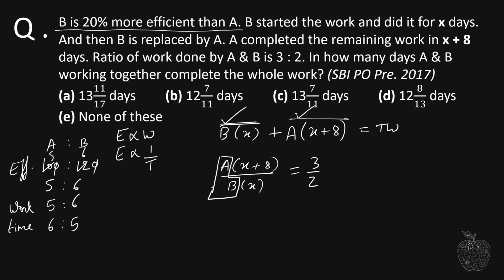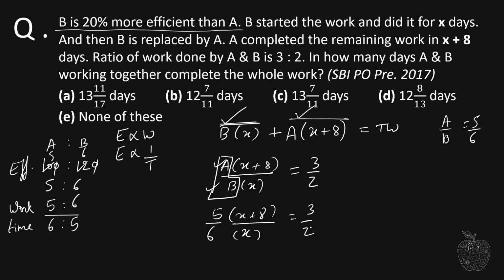A by B, that means A's work and B's work. We know the ratio of A's work and B's work, it is 5:6. So we can say A by B is 5/6. So I can just substitute it here. I'll say 5/6 times (x plus 8) divided by x is equal to 3/2.